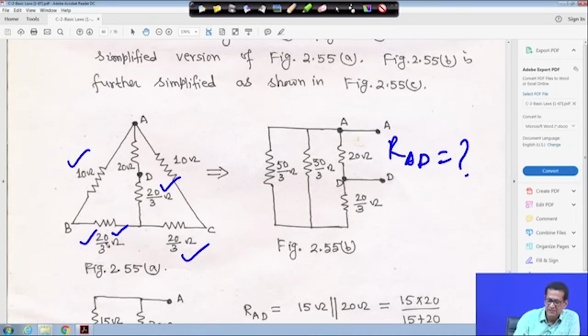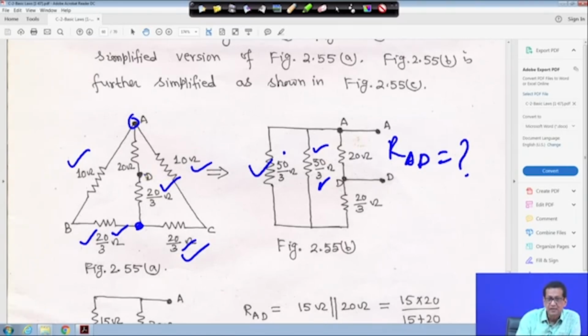So, 10 plus 20 by 3 is 50 by 3 ohm here. Similarly, here also 10 and 20 by 3, that is also 50 by 3 ohm. This terminal and this terminal, across the same terminal, here also 10 plus 20 by 3, this side 50 by 3 and this side, they are connected across the same terminal. That means these two are in parallel.